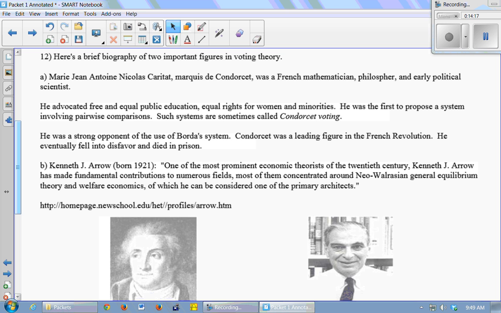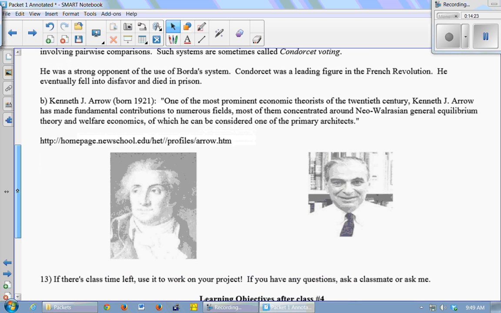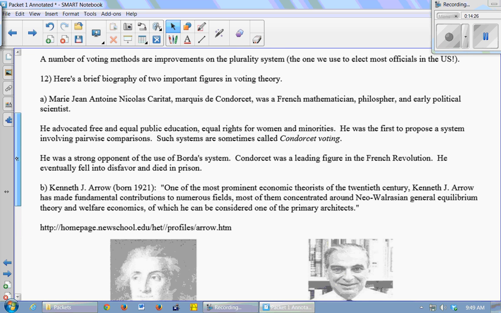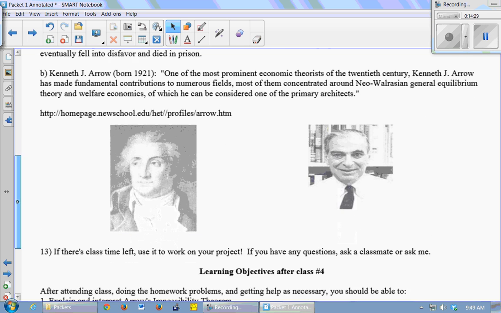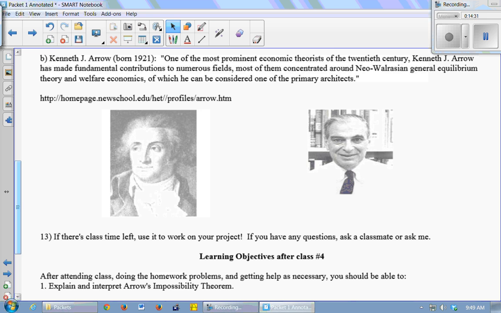A leading figure in the French Revolution. He eventually fell into disfavor and died in prison. It is, because he believed in a lot of good things. Yeah, that is why, exactly.